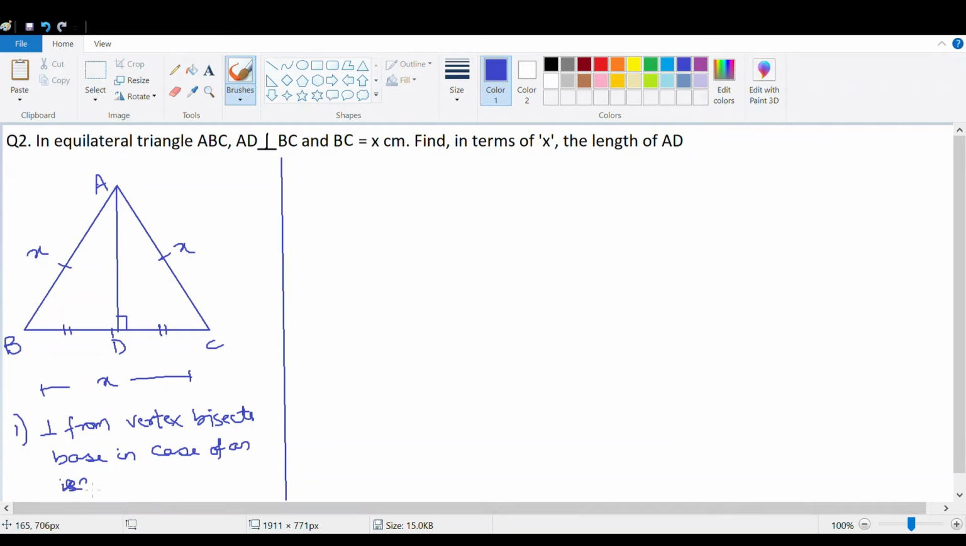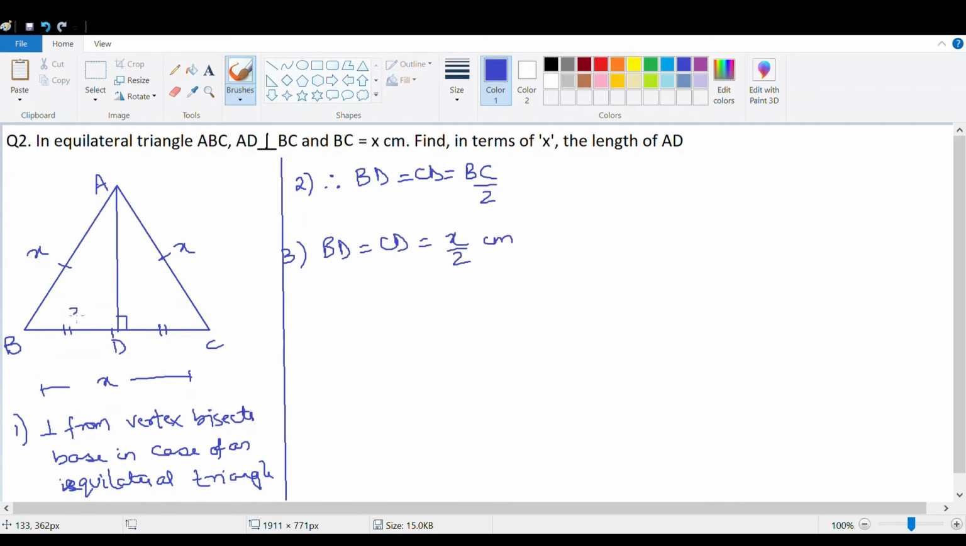So we will write it equilateral triangle. So what we get is, therefore, BD is equal to CD is equal to BC upon 2, which means BD is equal to CD is equal to X upon 2 centimeter. So this is X upon 2, this is also X upon 2.